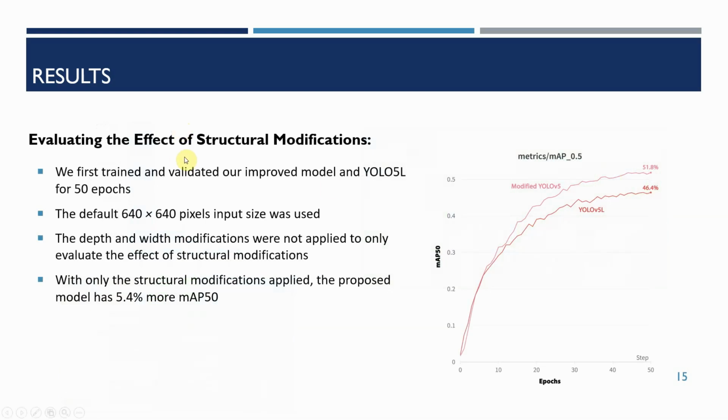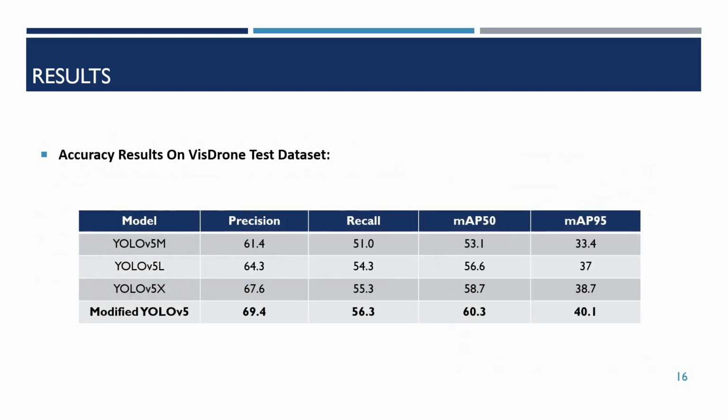So we first trained and validated our model and YOLOv5L for 50 epochs. The default input size, which was 640 by 640 pixels, was used. The depth and width modifications were not applied, to only evaluate the effect of structural modification. With only the structural modifications, the proposed model has 5.4 more mean average precision 50, which means when the predicted box has at least 50% common area with the actual box.